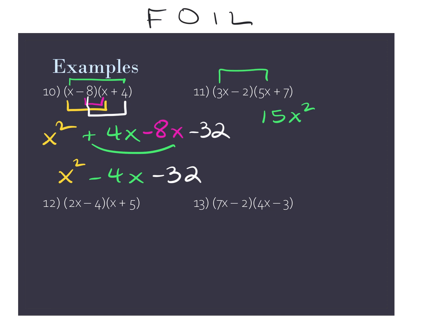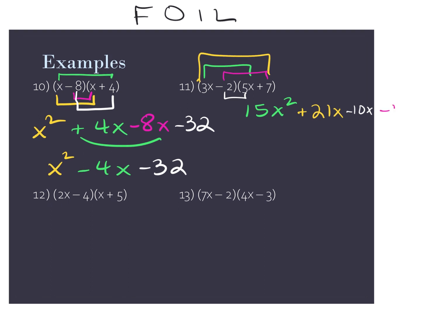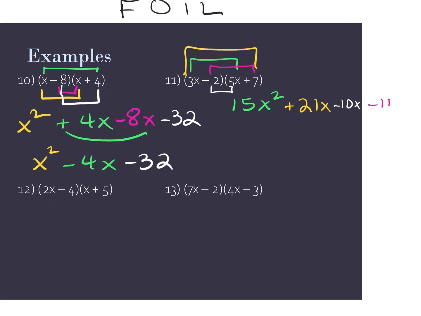Then next, I'm going to go ahead and multiply the 3x to the 7, which gives me 21x. And then next, the negative 2 to the positive 5, negative 10x. And then finally, the last term, negative 2 to positive 7, gives me negative 14. And then combine the two in the middle. So I have 15x squared. The two middle ones combine to be 11x. And then minus 14.